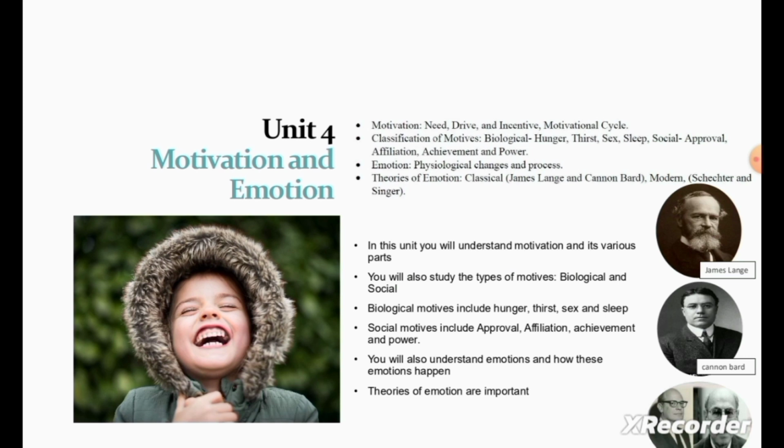In this unit, you will understand motivation and its various parts. You will also study the types of motives, biological and social. Biological motives include hunger, thirst, sex and sleep. Social motives include approval, affiliation, achievement and power. You will also understand emotions and how these emotions happen. Theories of emotions are important.